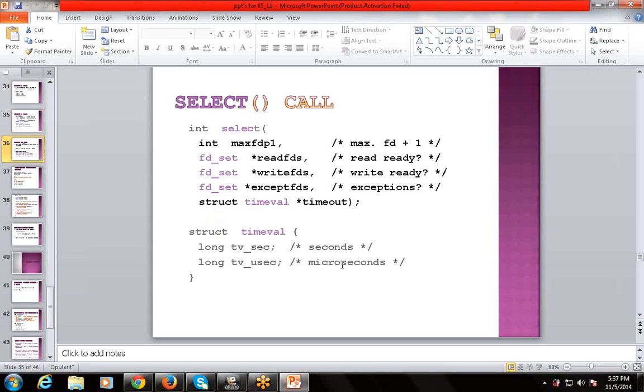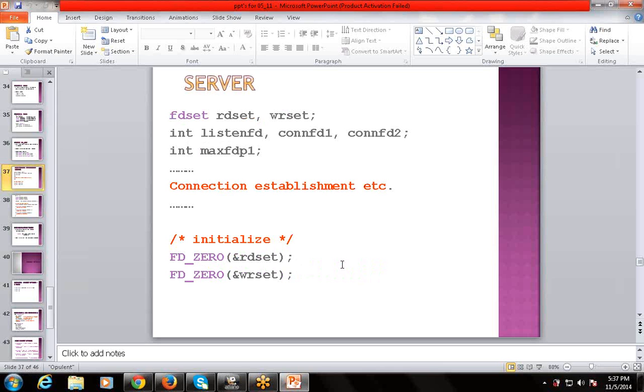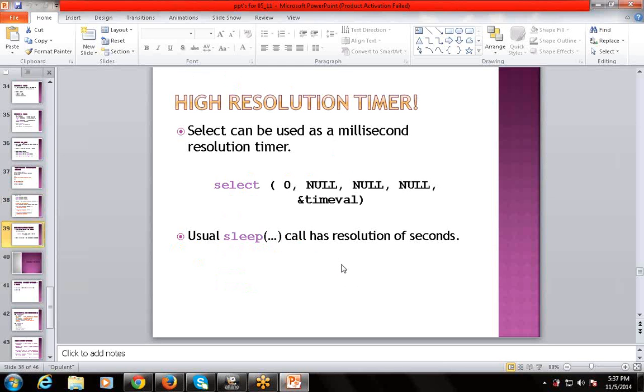This is the example of the select call. Then we use the struct fd_set, which is a file descriptor set that typically holds 256 descriptor states. Next, the server maintains the fd set, the read set and the write set. Then a high resolution timer can be implemented by using the select function, instead of the sleep function.